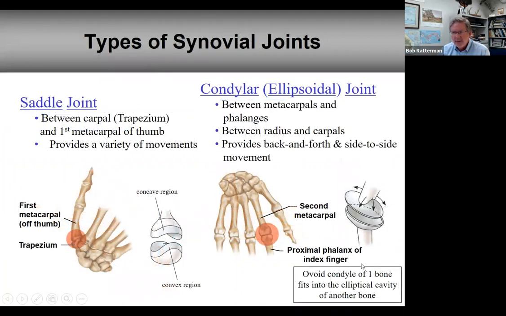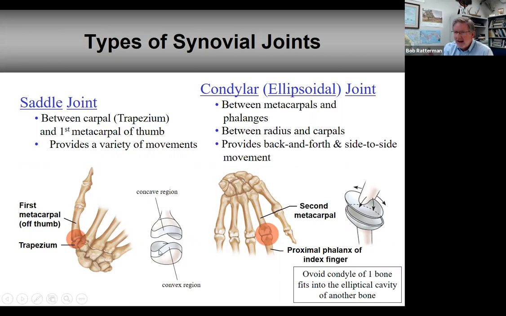A saddle joint, we don't have a lot of examples of saddle joints, but if we look between the carpal bone here called the trapezium, now we didn't learn the various carpal bones in lab, so this may come as a new word to you, but this is one of those carpal bones. And where it articulates with the first metacarpal of the thumb is where we find a saddle joint. And it gets the name saddle because if you look at these concave and convex regions that articulate with one another to form the saddle joint, it sort of looks like a saddle, if you use your imagination, almost like 2 saddles, one fitting inside the other.